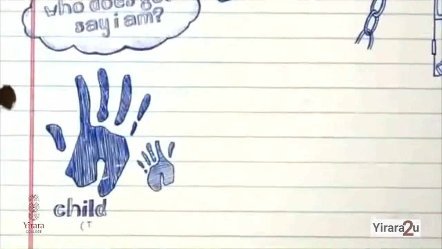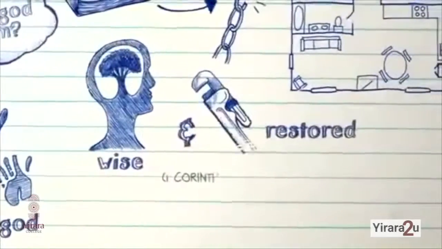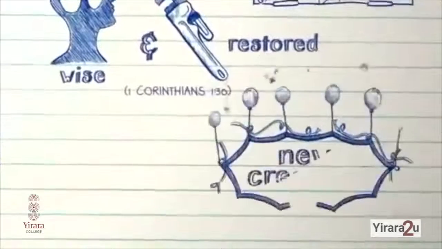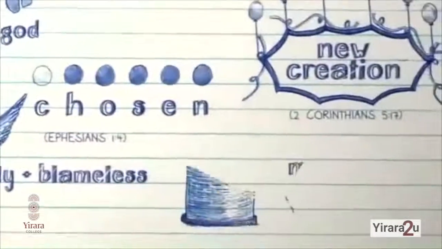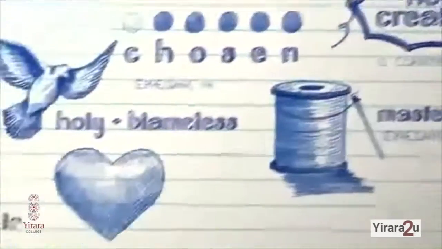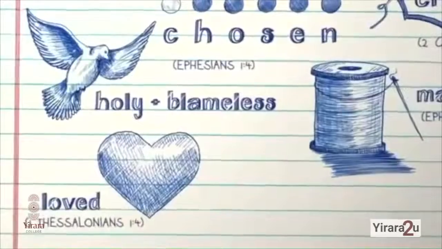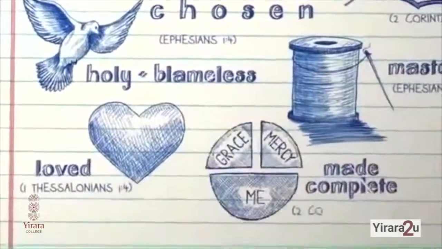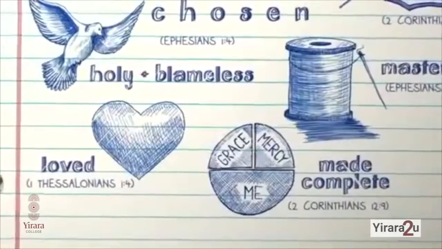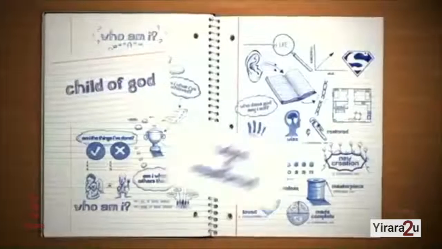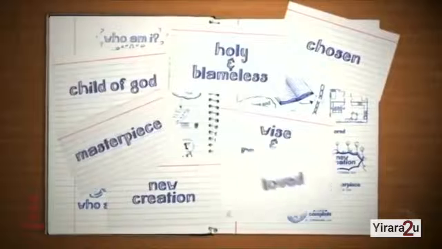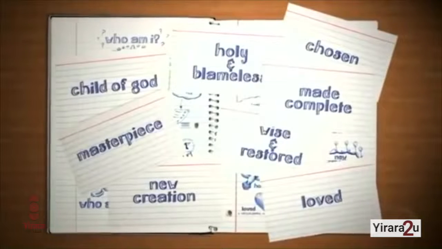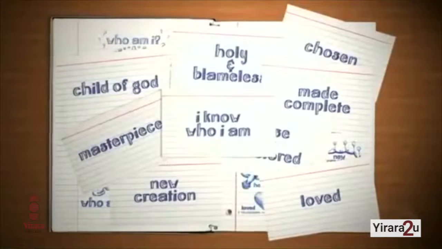God calls me His child. He says I am wise and restored, that I'm a brand new creation in Christ. I am chosen and holy and blameless before God. He calls me His masterpiece. I am loved by God. He says I am made complete through the grace and mercy of Jesus, my Savior. And when I see myself the way God sees me, I walk with confidence because I trust the one who answers the question, who am I?